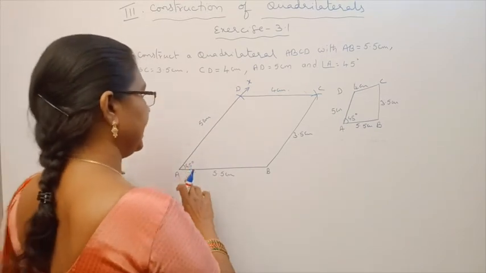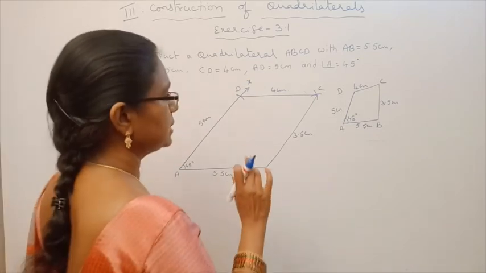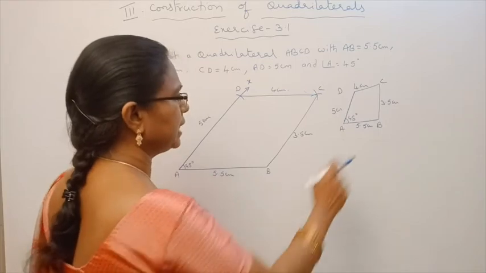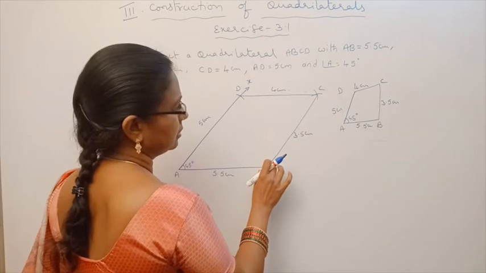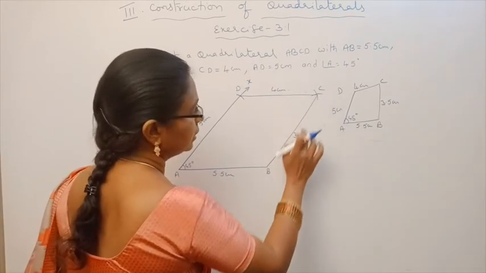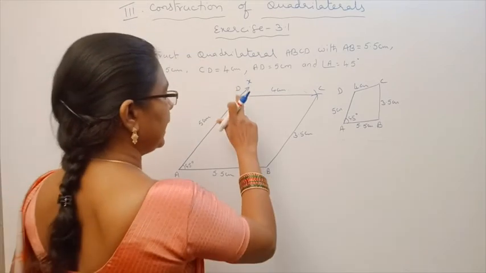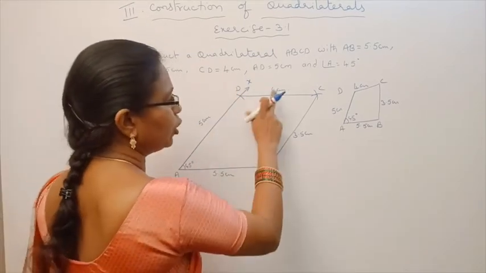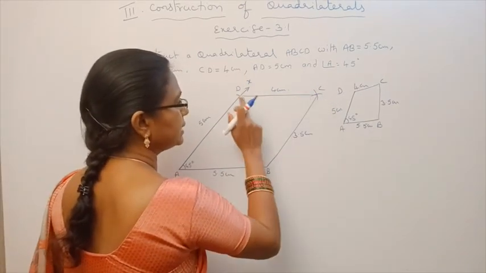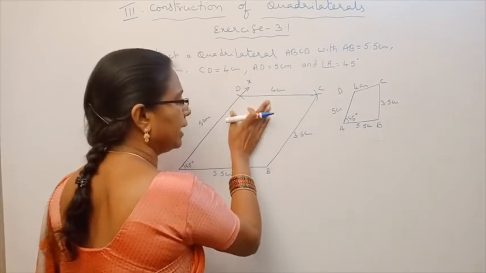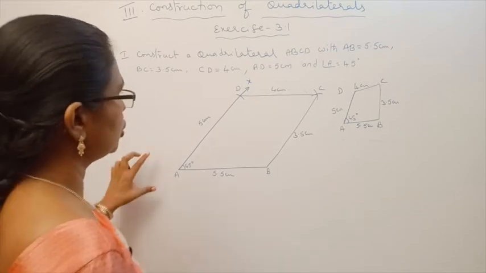Now we got A, D and B. Now we require C. How will we get it? DC is equal to 4 centimeter, BC is equal to 3.5. Take B as center and draw one arc with 3.5 centimeter radius. Take D as center, draw a 4 centimeter arc, it cuts the previous arc at C. Then join BC and CD. Then you will get the required quadrilateral ABCD. Now this is the construction of the quadrilateral.